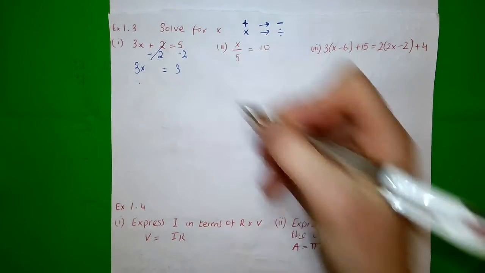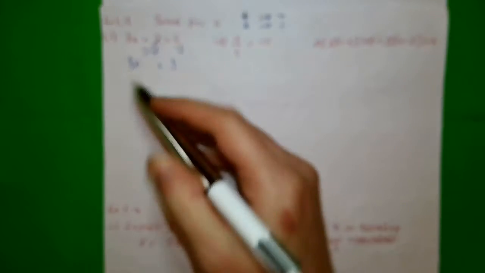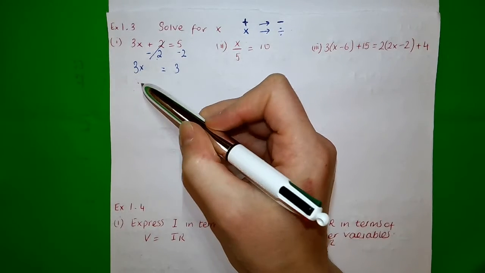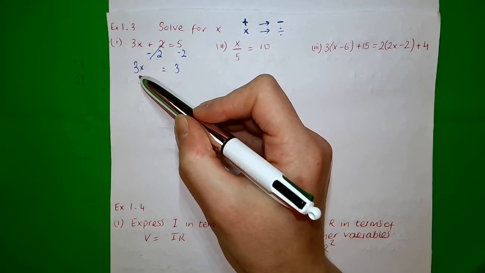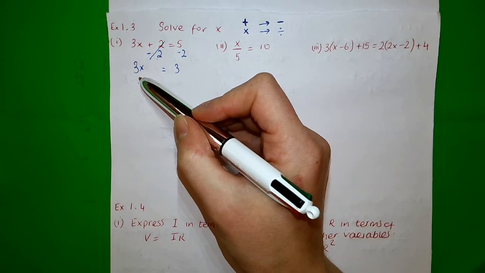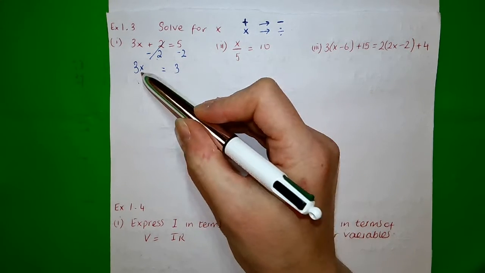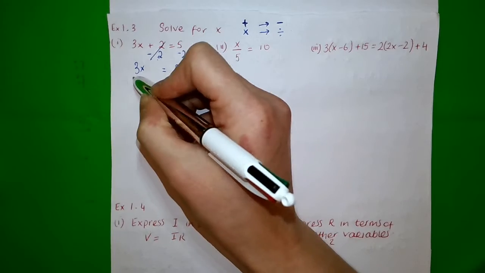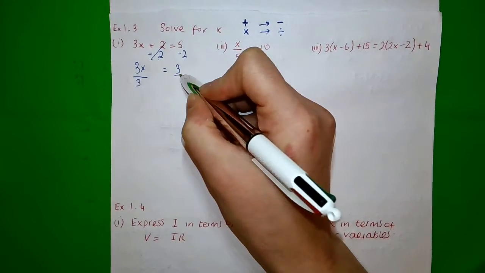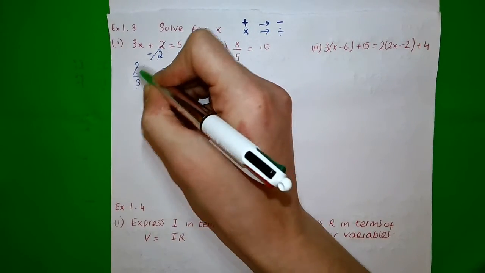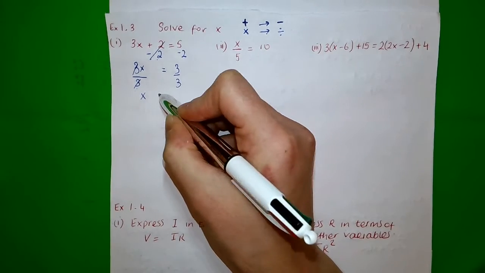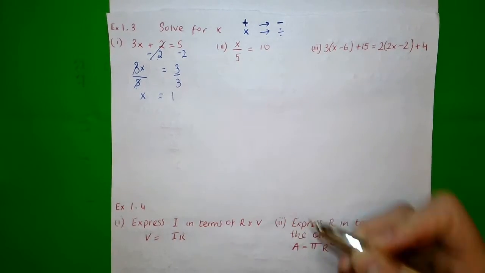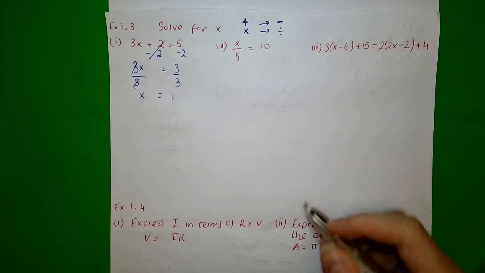which is 3. Okay, and then finally we want to get rid of this 3 because we want to find what x is, not 3x. Okay, so if we have 3 x's and we want to find what x is, that's 3 multiplied by x. So if we divide both sides by 3, 3 divided by 3 is 1x, or just x, and 3 divided by 3 is 1. So in this case, x is equal to 1.